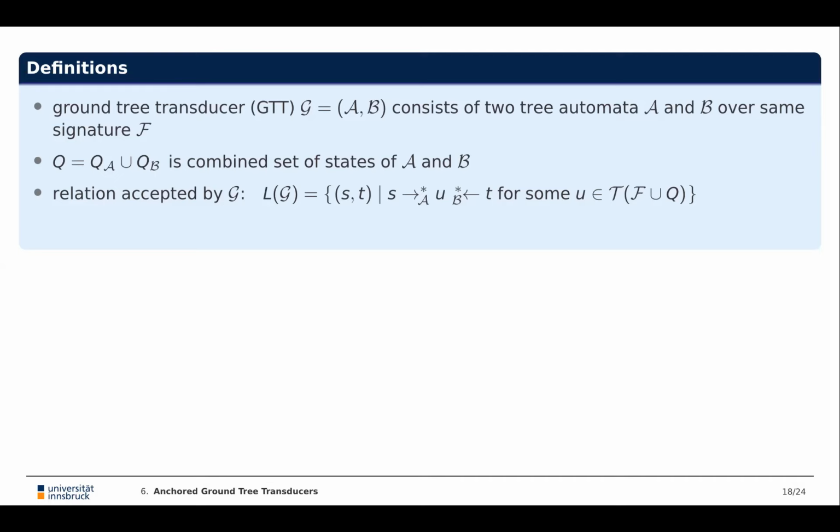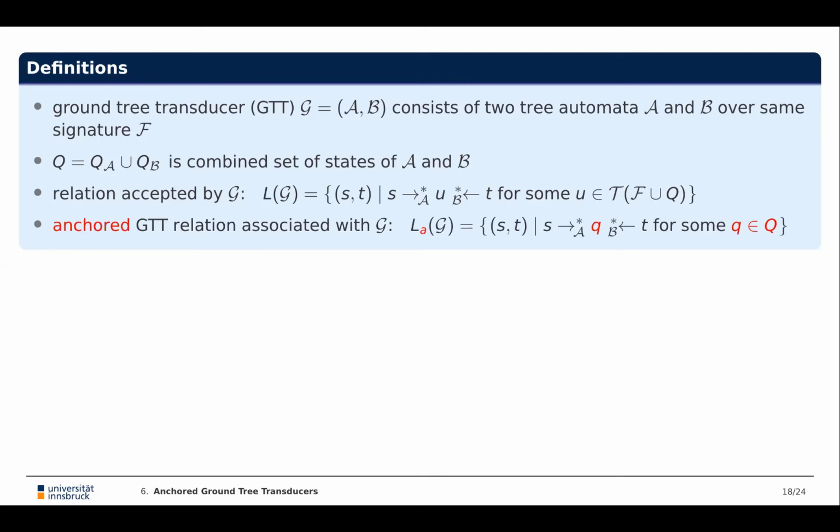Now, what is an anchored GTT relation then? Well, we use a different acceptance criterion here. We also speak of the anchored language of a GTT, and that is, we accept pairs of terms that rewrite to a state and not a mixed term, meaning S has to rewrite to Q using the transitions of A and T using the transitions of B to Q, where Q is a state and not a mixed term.